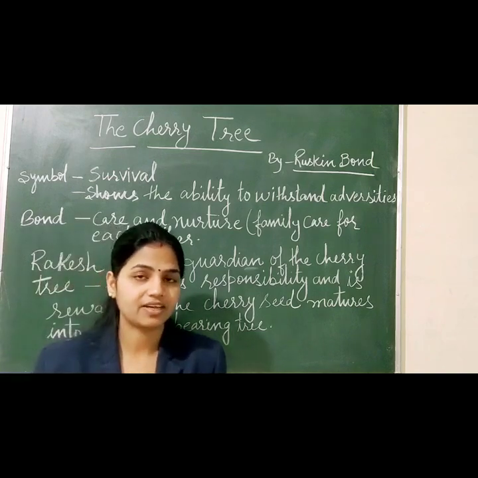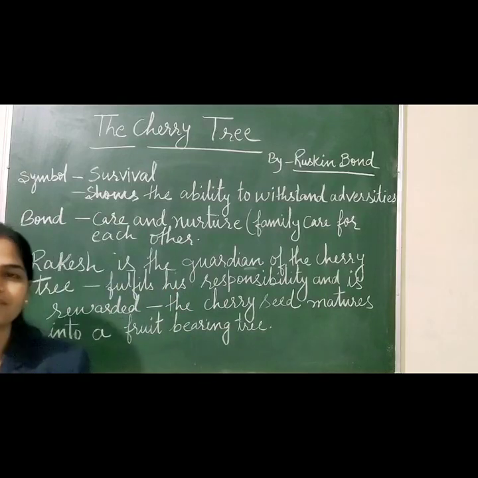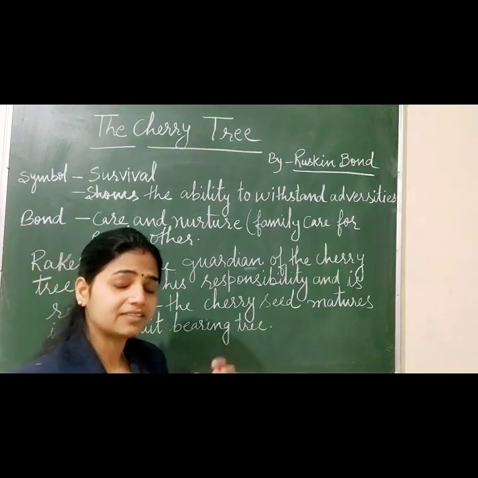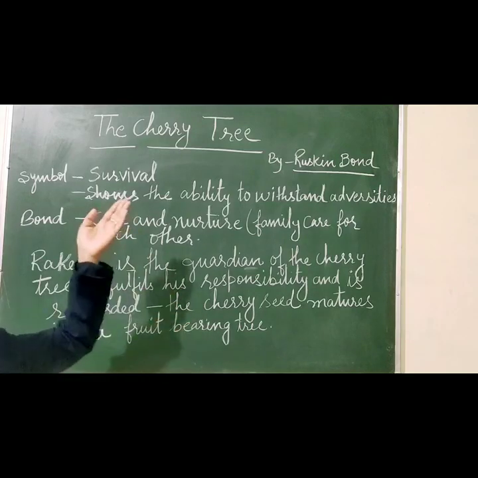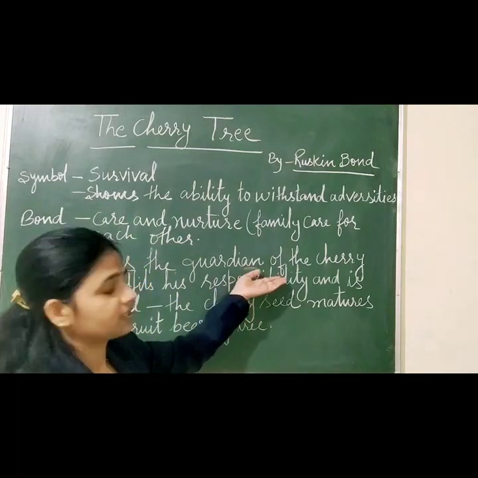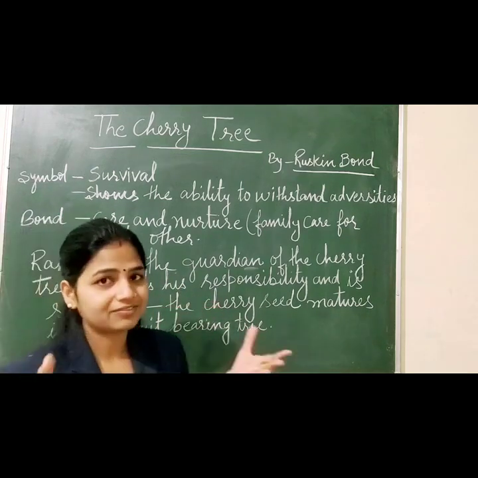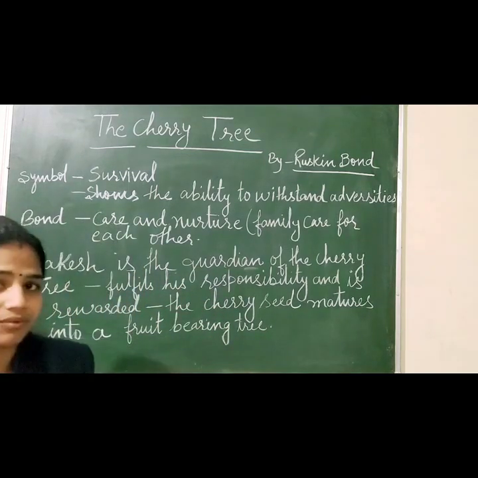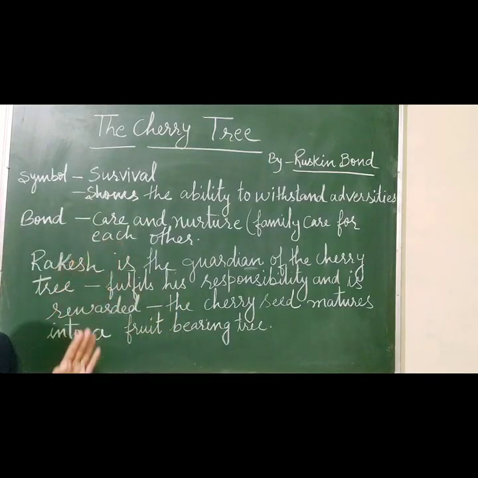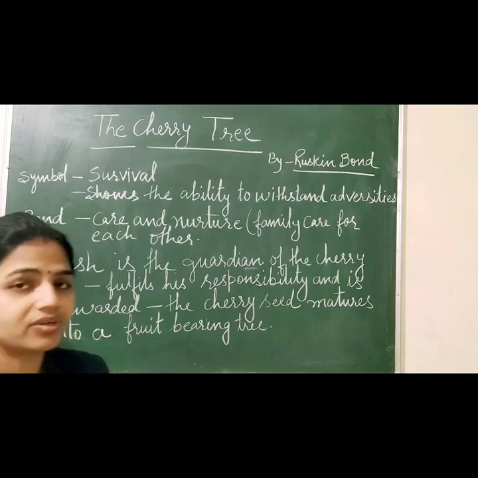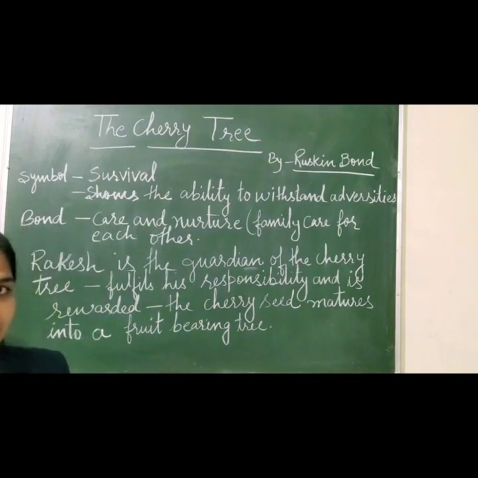Now the cherry tree at the end of the story has grown so much after struggling a lot through different seasons and different things. That is the reason for the result. It is the hard work of the cherry tree and the hard work of the responsibility which Rakesh has taken. So all these things finally combine, and the result we got at the end of the story is that the cherry tree has grown, matured, and totally grown into a fruit bearing tree.